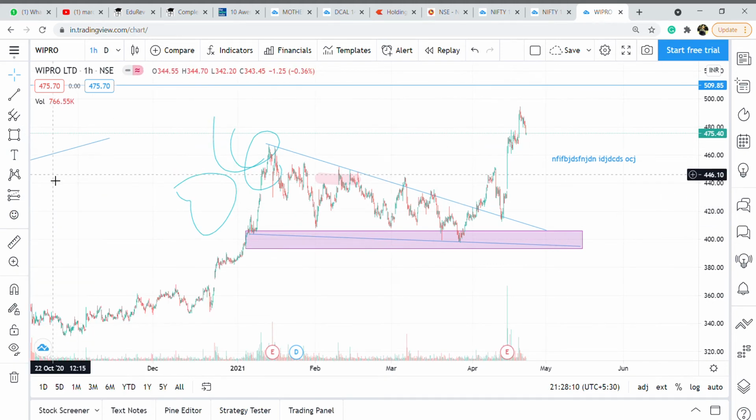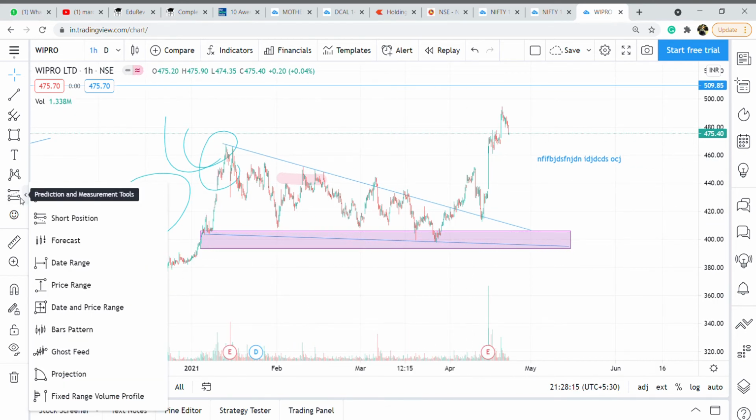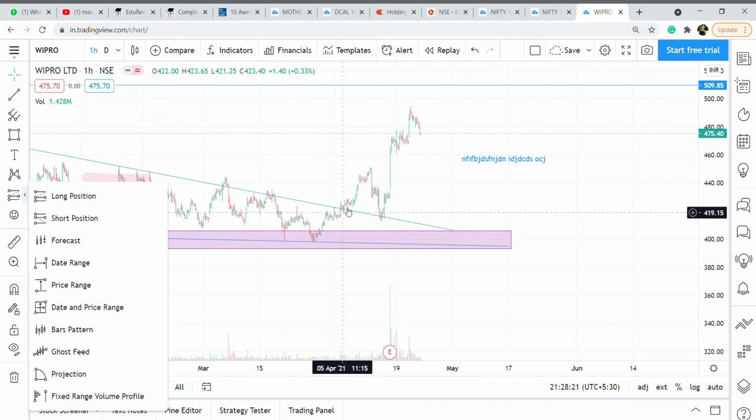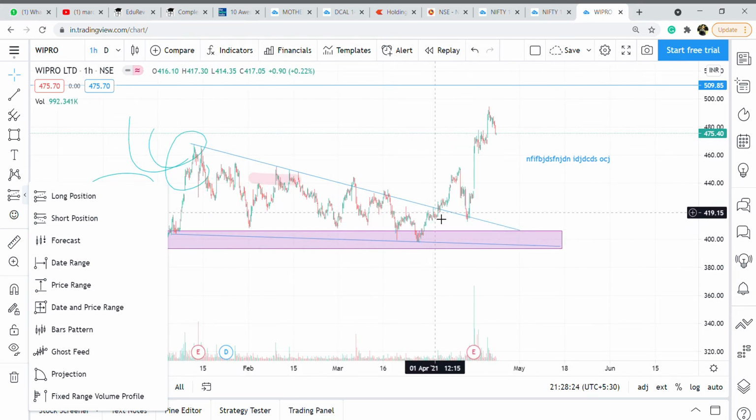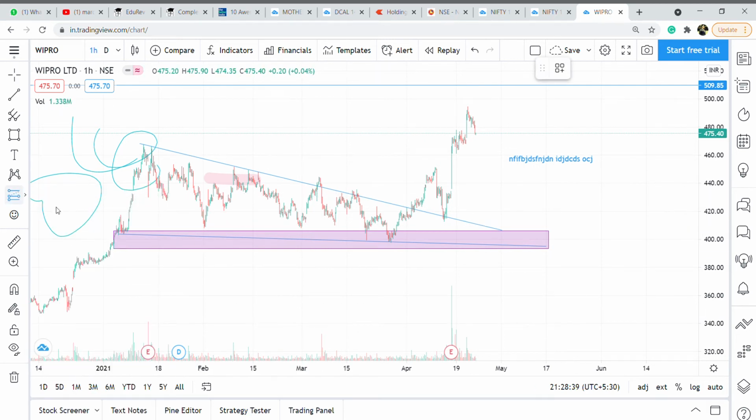At present it is not required, but let's see how to use a long position. So let's say the breakout has happened over here. You can see a clear breakout. The chart is coming out of this particular pattern. So let's say I'm triggering a buy position on Wipro at the price range of 420 to 430. I've set a long position there at 430.